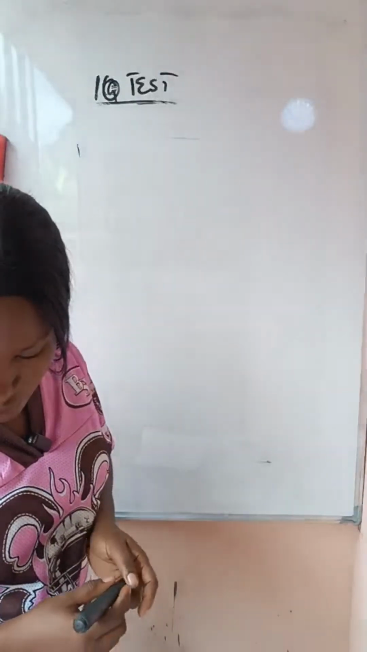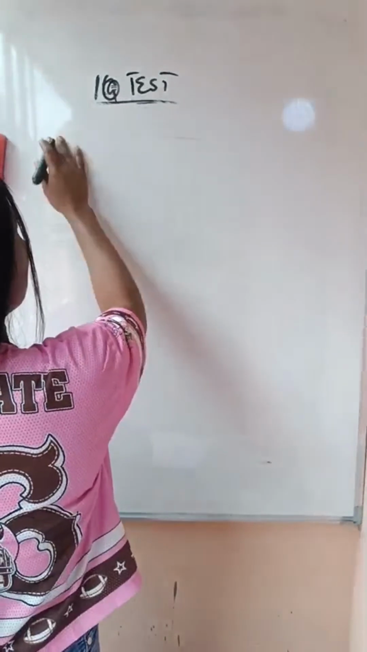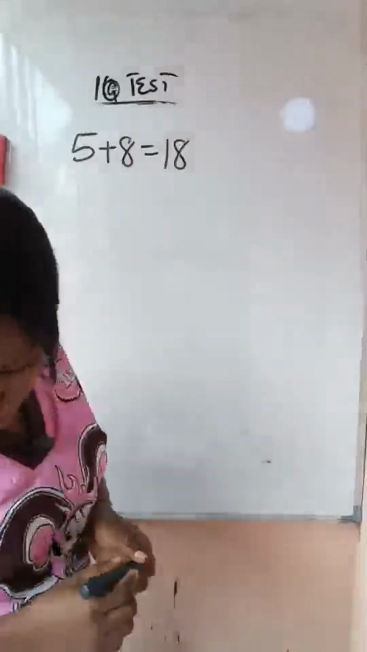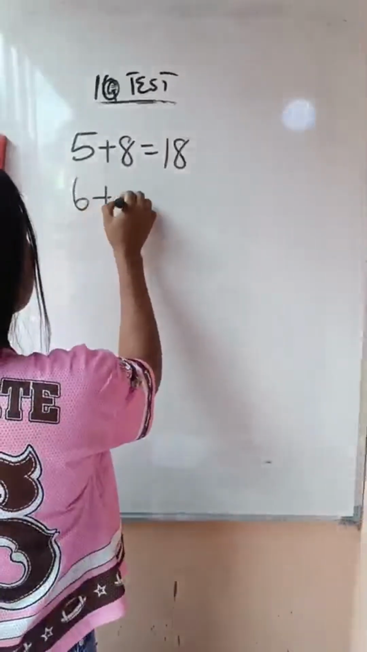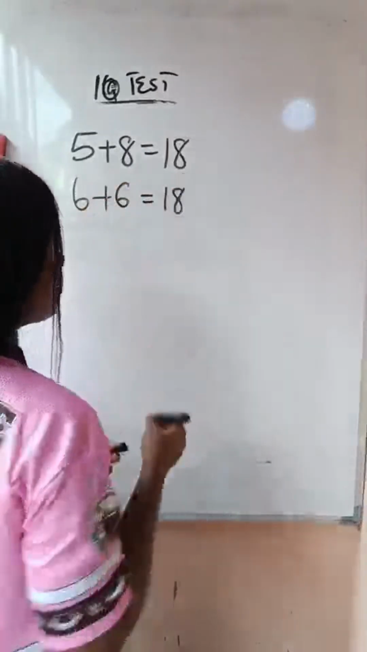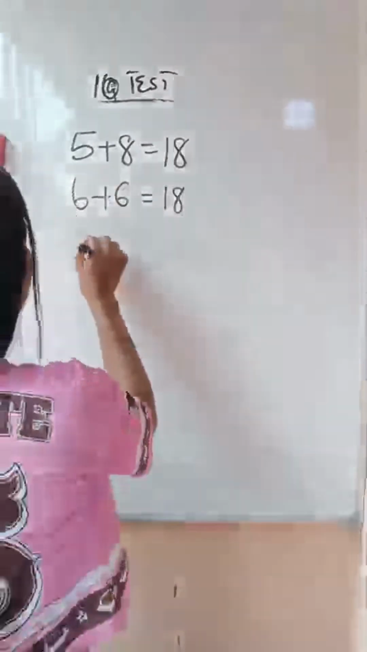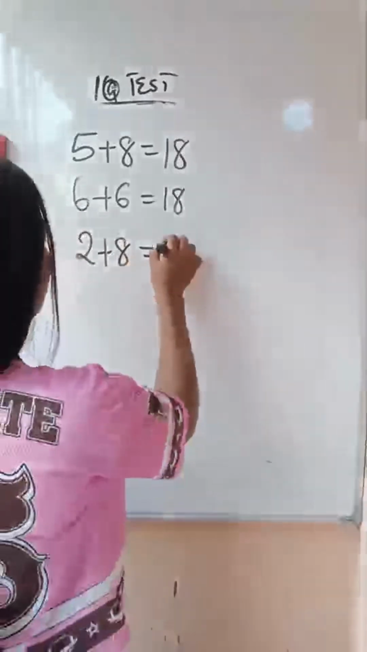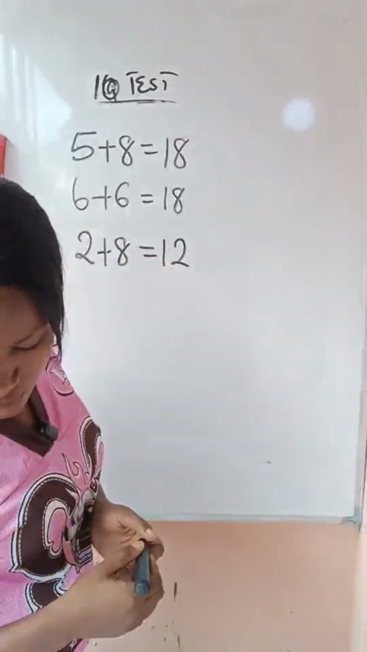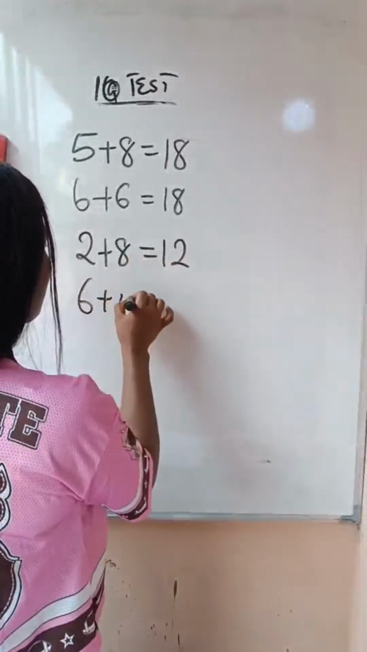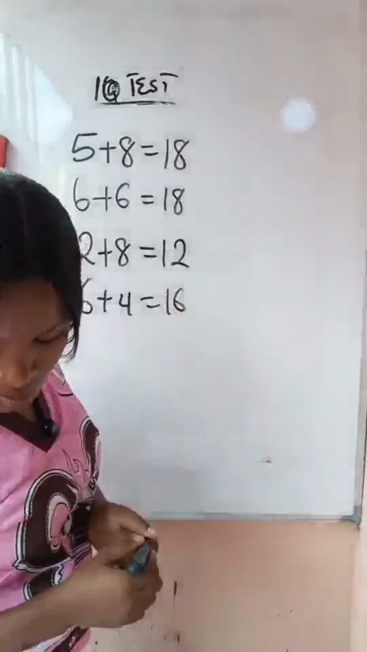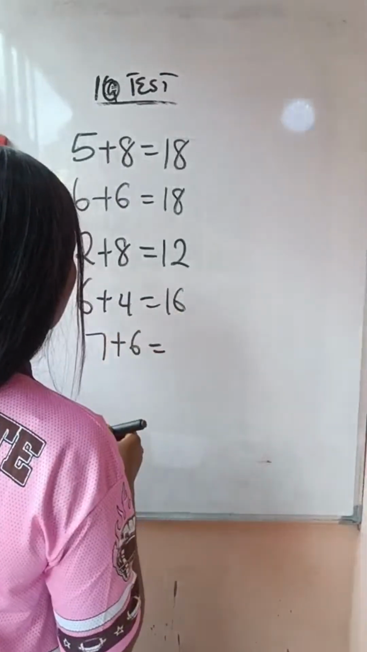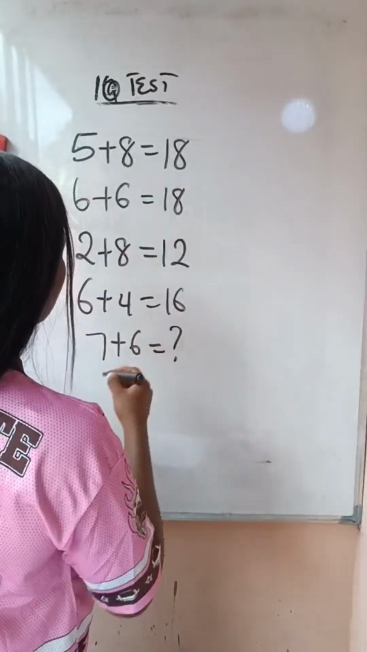We have 5 plus 8 is 18. 6 plus 6 is 18 as well. 2 plus 8 is 12. 6 plus 4 is 16. So what is 7 plus 6?